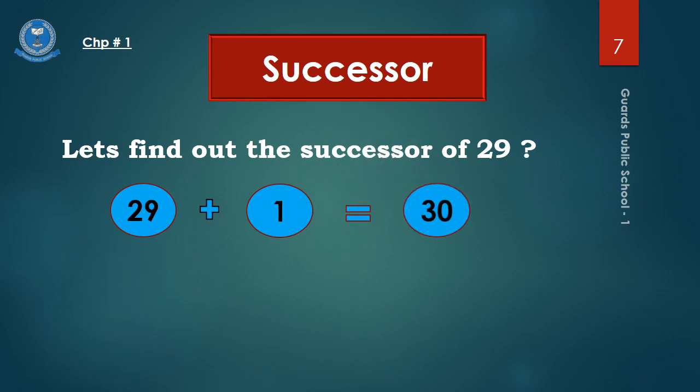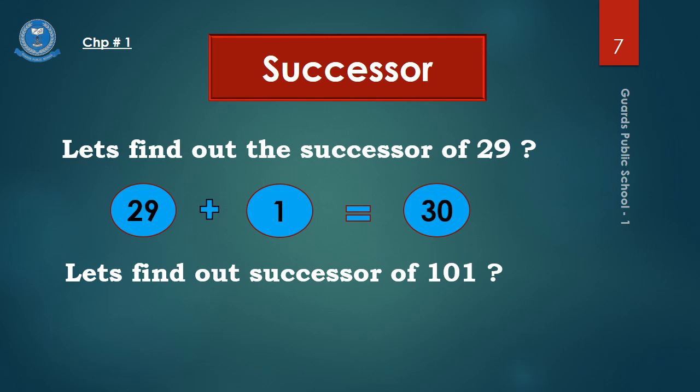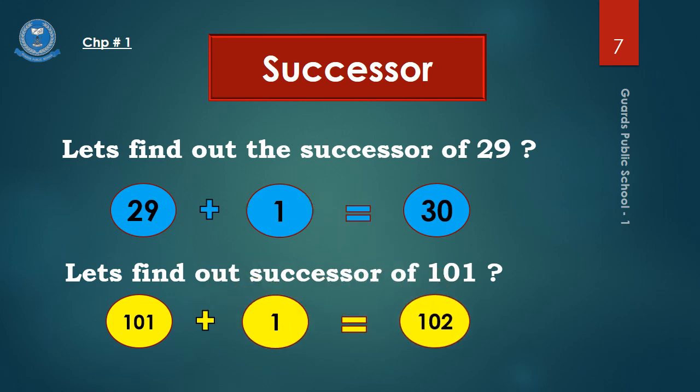One more example we will take to find out the successor of 101. The successor of 101 will be 101 plus 1, which is 102. Anytime it is given to find the successor of any number, you just need to add 1. Students, remember one thing. Whenever you have to find the successor of a number, you just have to add 1 to the given number.